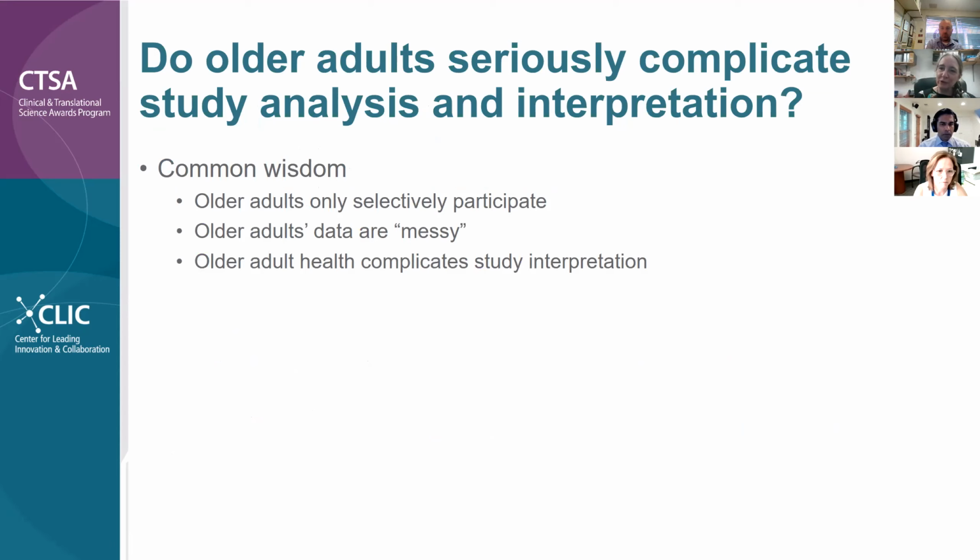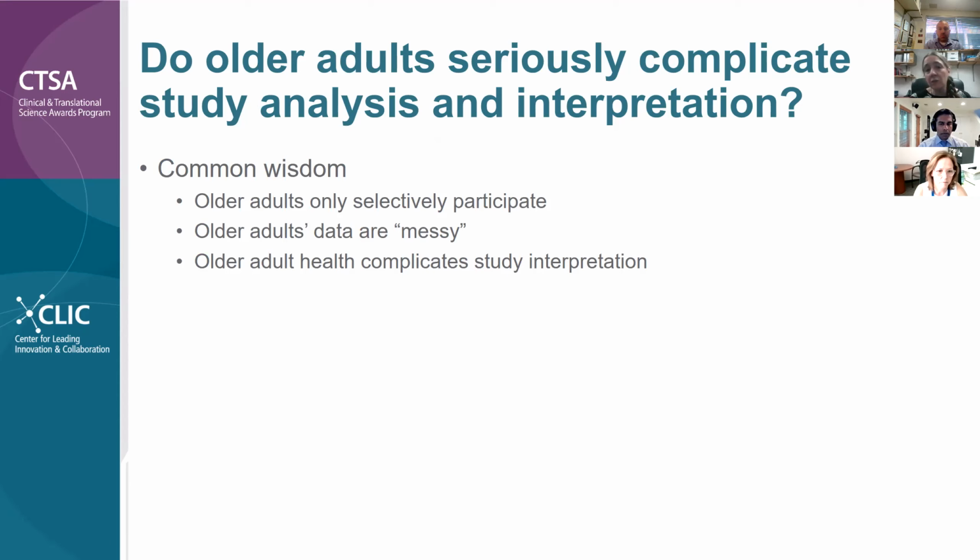So I think we first should pause and just consider: do older adults seriously complicate study analysis and interpretation? There's a common wisdom out there that older adults only selectively participate in studies, so missing data issues are terrible, that older adults' data are messy somehow, not as well measured perhaps as others, and that their heterogeneous and complex health status complicates study interpretation.